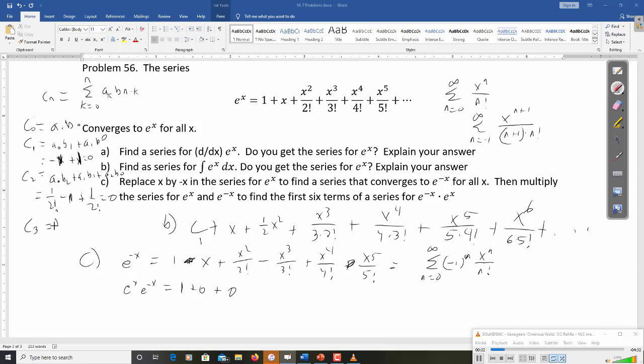So the next one would be 1 over 3 factorial plus times 1 plus 1 over 2 factorial times 1. That'd be minus, wouldn't it be? Yeah. Plus 1 over 2 factorial times 1 minus 1 over 3 factorial. Yep, all goes to 0.